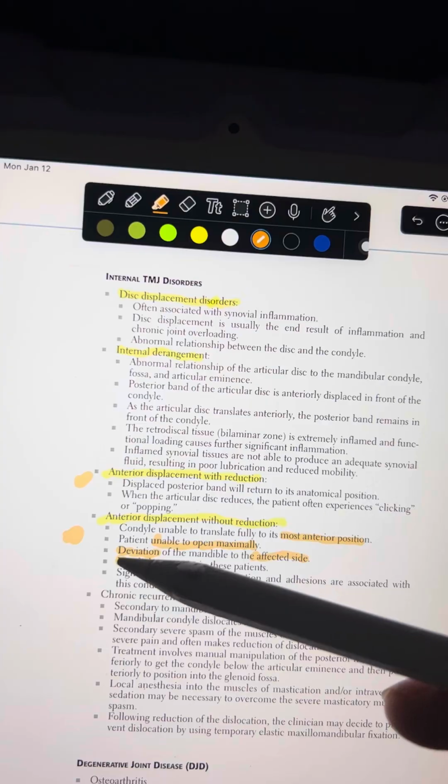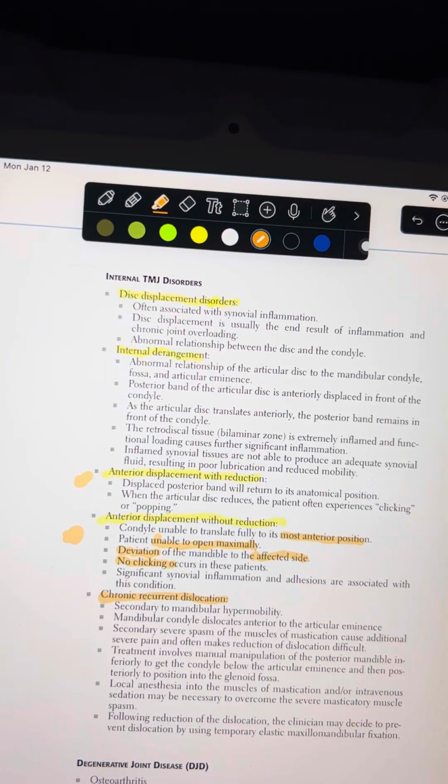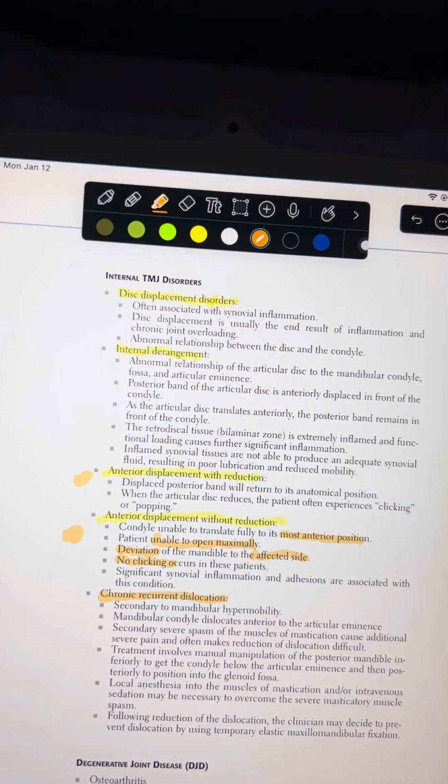And then we have chronic recurrent dislocation. This is secondary to mandibular hypermobility. The mandibular condyle dislocates anterior to the articular eminence. Secondary severe spasm of the muscles of mastication causes additional severe pain, and reduction of the dislocation is often difficult. In this one, the treatment is where we manually manipulate the posterior mandible inferiorly to get the condyle below the articular eminence, then posteriorly into the glenoid fossa.